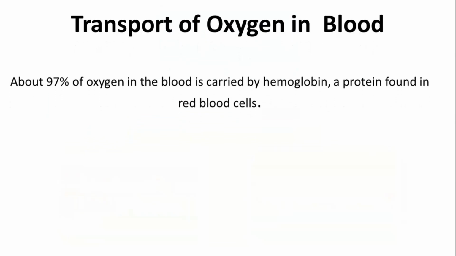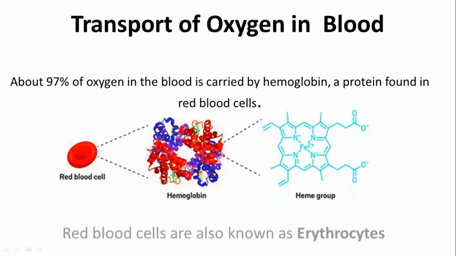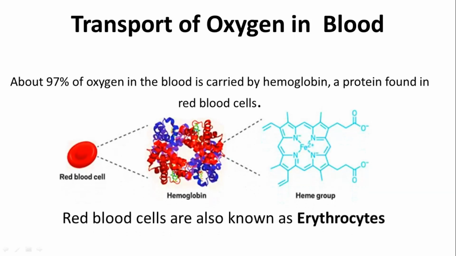Approximately 97% of the oxygen in our blood is carried by hemoglobin, which is a protein found in our red blood cells. The red blood cells are also known as erythrocytes. Erythrocytes do not contain a nucleus and some other organelles, so they contain so much hemoglobin which helps the red blood cells to transport more oxygen.